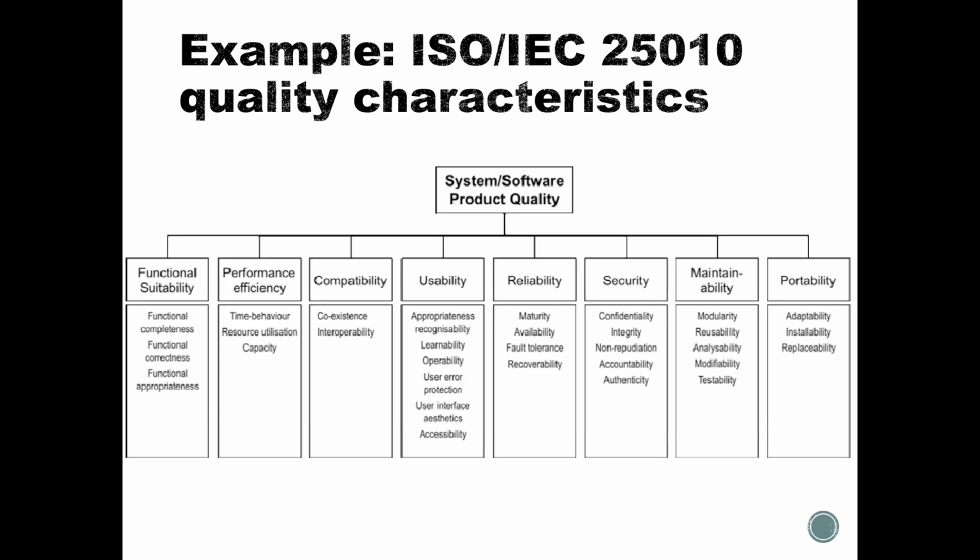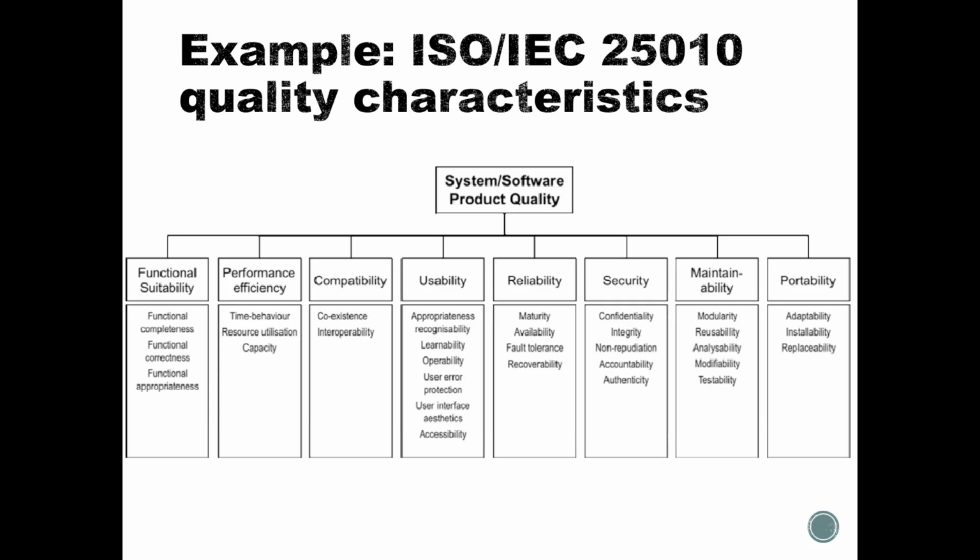We have different other parameters: usability, then reliability. Usability is the degree to which a product or a system can be used by specified users to achieve specified goals, with effectiveness, efficiency, and satisfaction. Then we have reliability. Reliability is the degree to which a system, product, or component performs specified functions under specified conditions for a specified period of time.